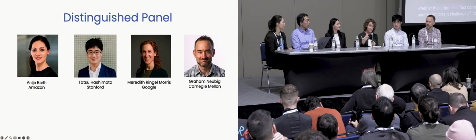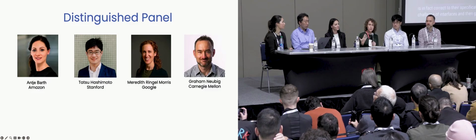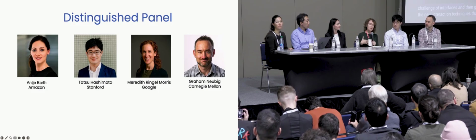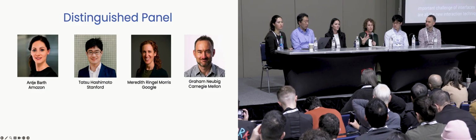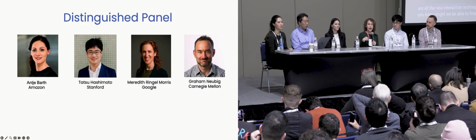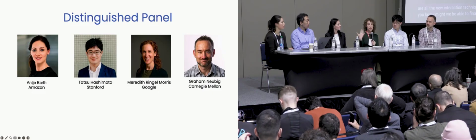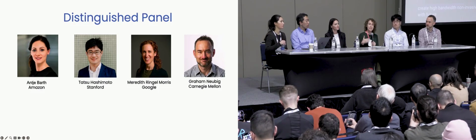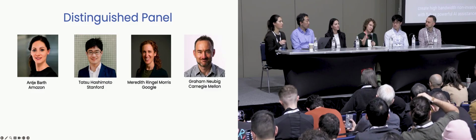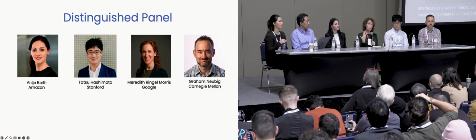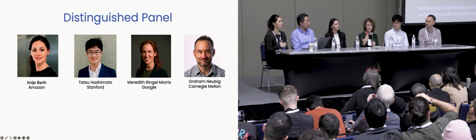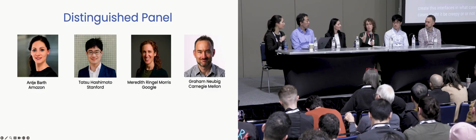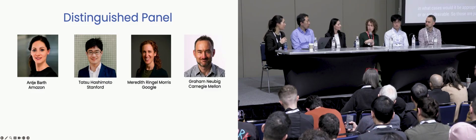And then going beyond interfaces, we can think about all the new interaction techniques that powerful AI models might enable. For example, might we finally be able to create high bandwidth, non-invasive brain-computer interfaces as a way to interact with future powerful AI assistants? And if we could successfully create those interfaces, in what cases would it be appropriate to use them? And in what cases might it be creepy or not desirable? Those are just a taste of the many challenges in human AI interaction research going forward.